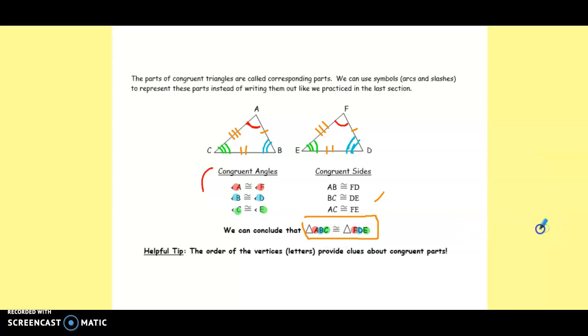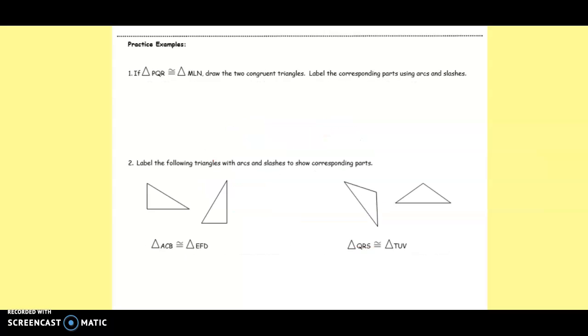So the order does matter. Triangle ABC is directly corresponding with FDE. No other kind of order of those letters. So again, the letters of the names are extremely important. All right, so some practice examples.